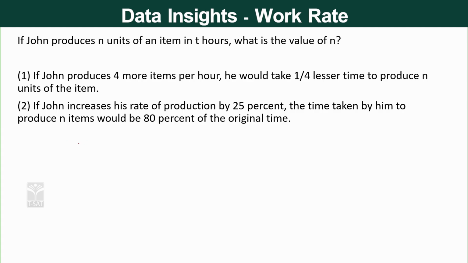Let us see. John is producing n units of an item in T hours. So, therefore, in 1 hour it will be producing n by T units. So, statement 1, what does statement 1 tell us? Statement 1 tells us if John produced 4 more items per hour. So, per hour it is producing n by T initially, but they are saying if they produce 4 more, so that is plus 4, he would take 1/4 lesser time to produce n units of the item.